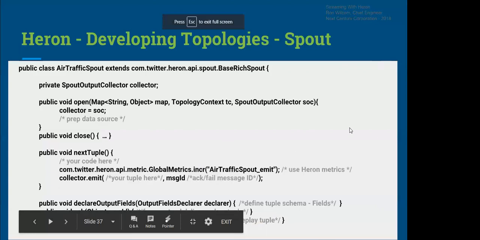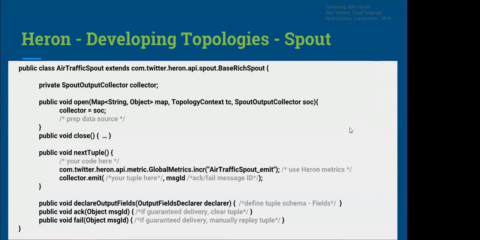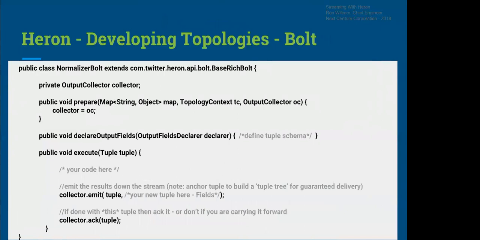So the declare output fields you have to do in every bolt and spout. You're basically telling that bolt and spout what fields to expect as they come in from the emitter or are pushed out from the emitter. Defining a bolt, again, I'm going off a base rich bolt. You're going to get that output collector sent to you on the prepare call automatically. Again, you'll need to declare the output fields that are happening inside here.